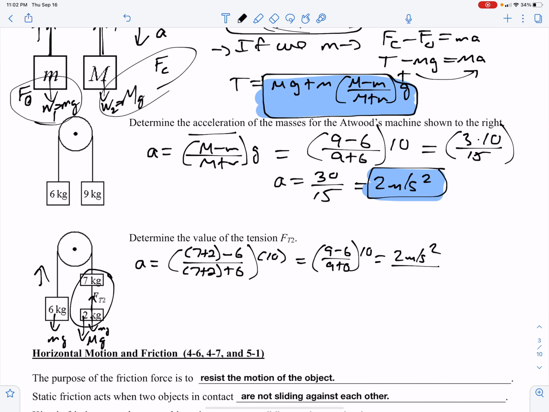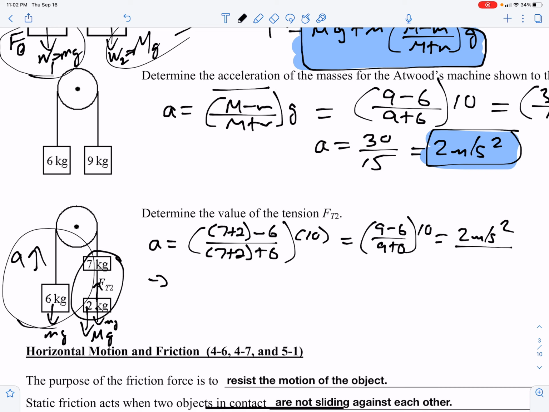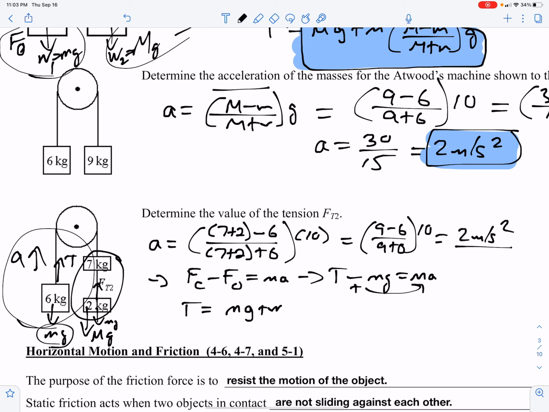Now I'm going to choose, since I know that this first mass is accelerating upward, I can go ahead and choose that mass. So we know that causing force minus opposing force equals little ma, which would be tension going up, minus little mg going down equals little ma. Adding mg to the right, we have tension equals little mg plus ma, which would be m times the quantity g plus a, which would be little m is 6 times the quantity of 10 plus 2, and we'd get 72 newtons.